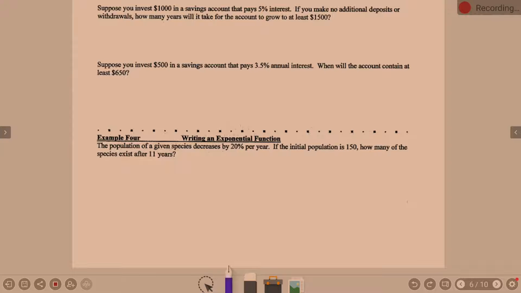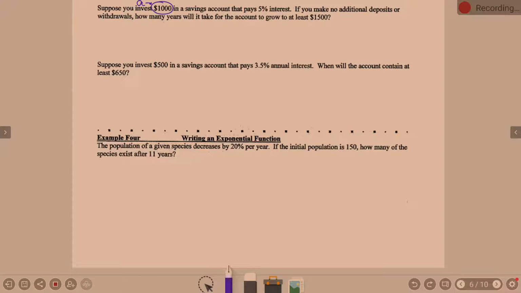Okay, so let's go back. Let's dissect this and figure out some information. You have your formula at the top of your page, yes? Can't really do that very easily on the BenQ, but suppose you invest $1,000 in a savings account. What do we know right now? Our initial value, which is $1,000, is our little a, if you will, right? In the formula, it's our little a.